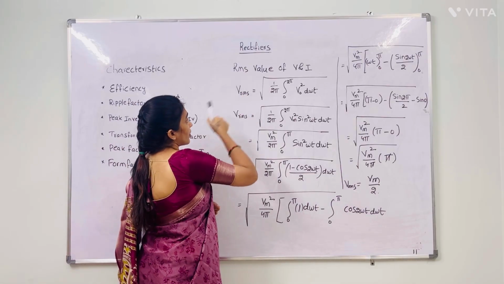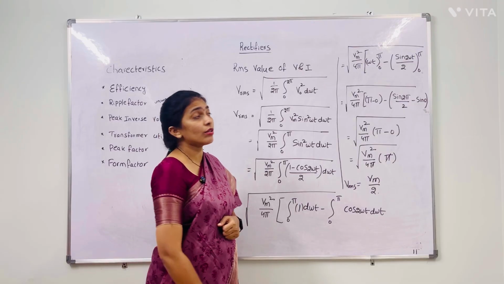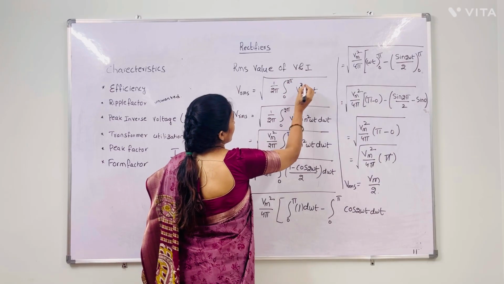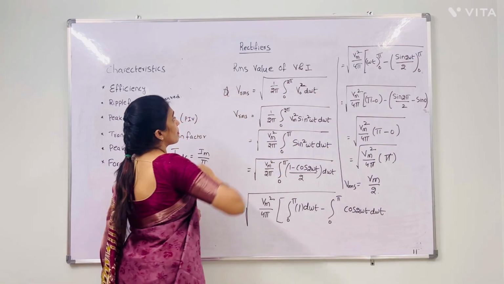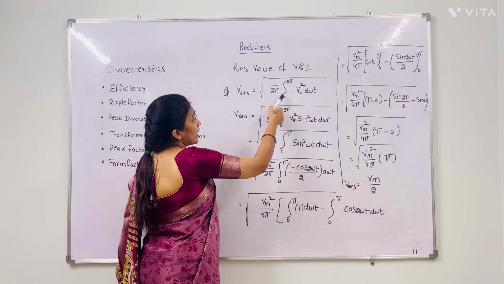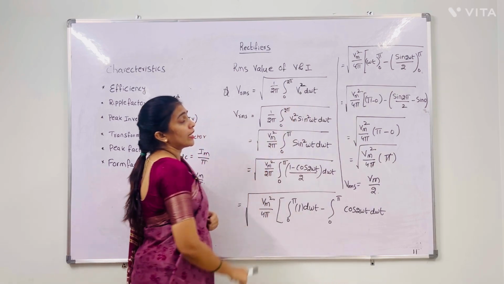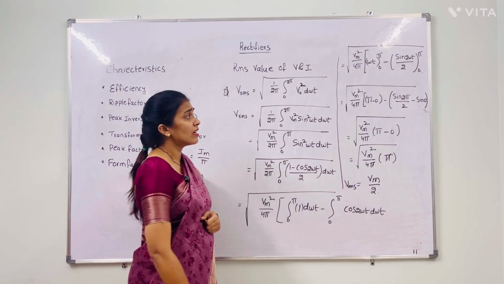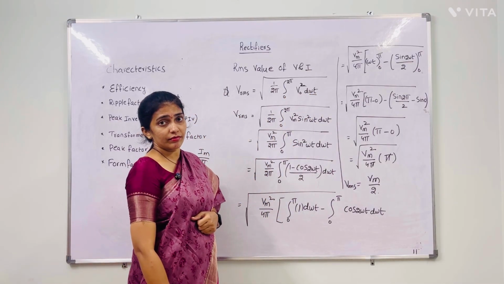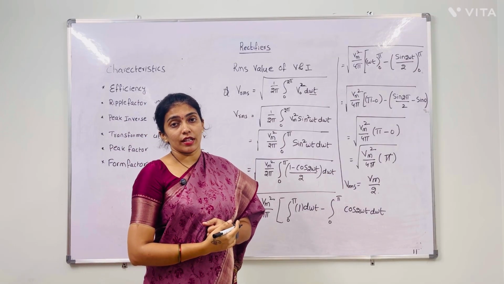So first, the VRMS formula. RMS means root mean square, so that is why we are taking a root mean square. This is the formula; take it as star mark. VRMS equals under root 1 by 2 pi integral 0 to 2 pi V naught square d omega t. d omega t means we are integrating with respect to omega t. This is the formula of the RMS value of input voltage.